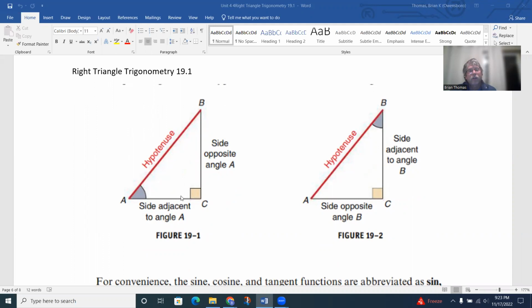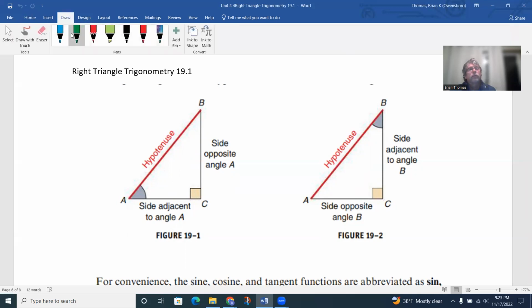Notice how C is actually the right angle, and then A and B are going to be the acute angles. So notice if we talk about angle A, this bottom edge is going to be adjacent to A. Again, this is going to be the hypotenuse. And over here is going to be the side opposite of A. So that's something we need to start picking up on: the words adjacent, opposite, and hypotenuse.